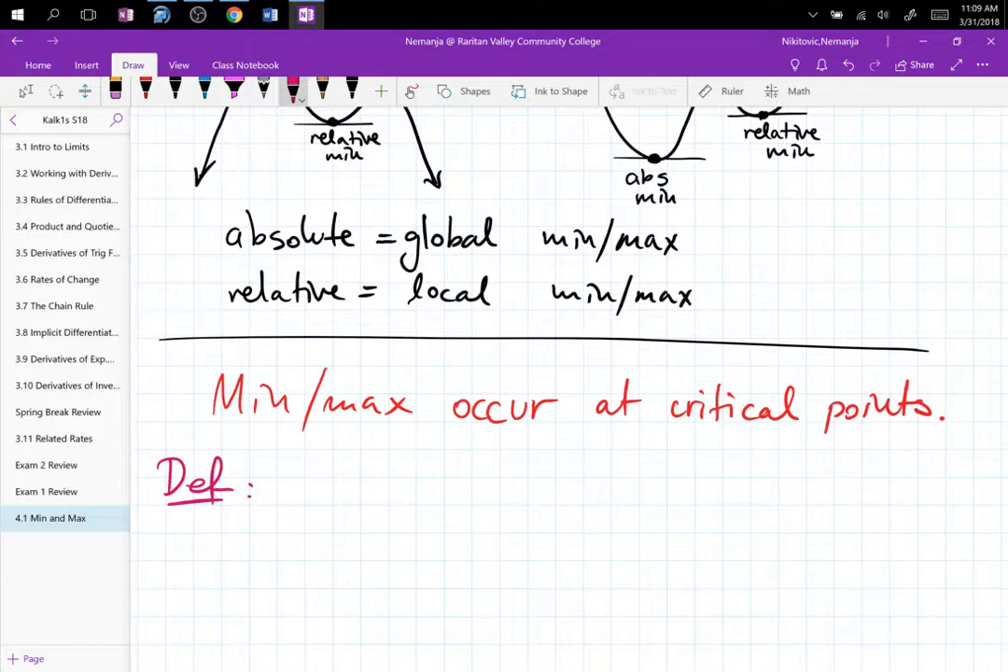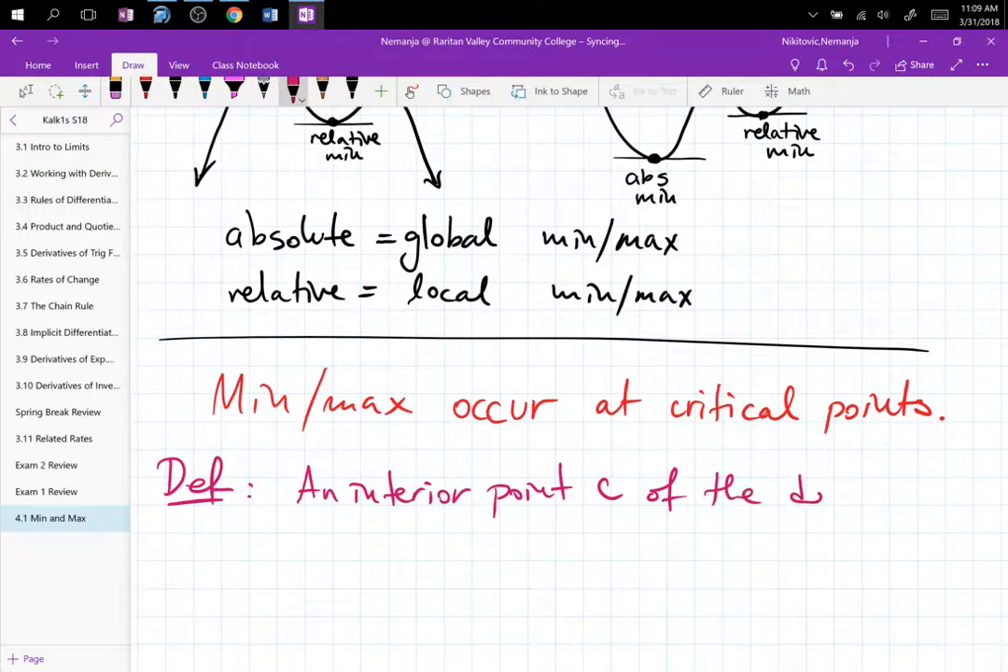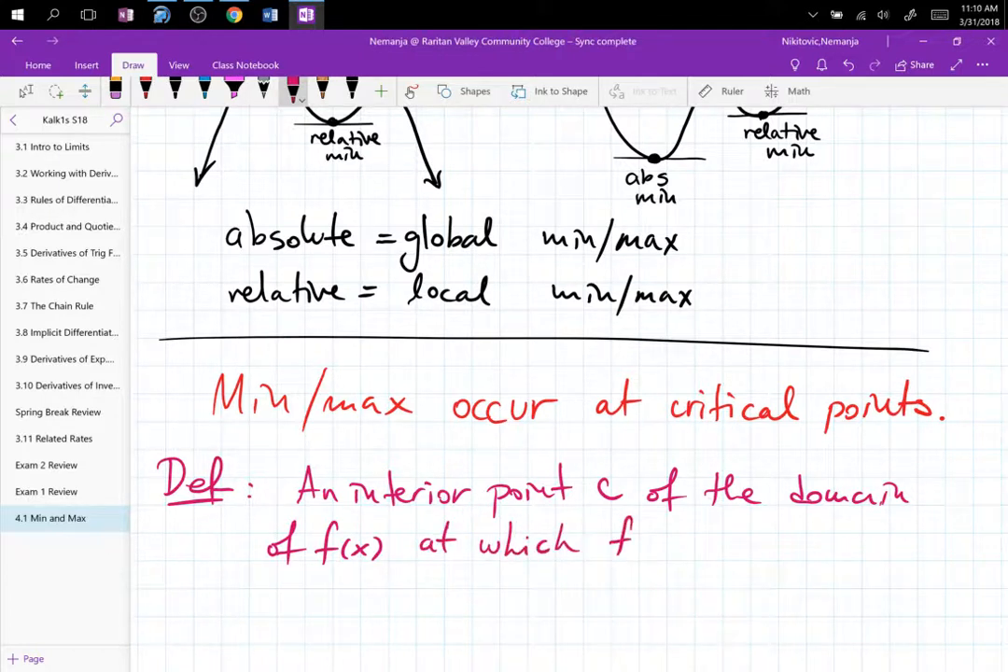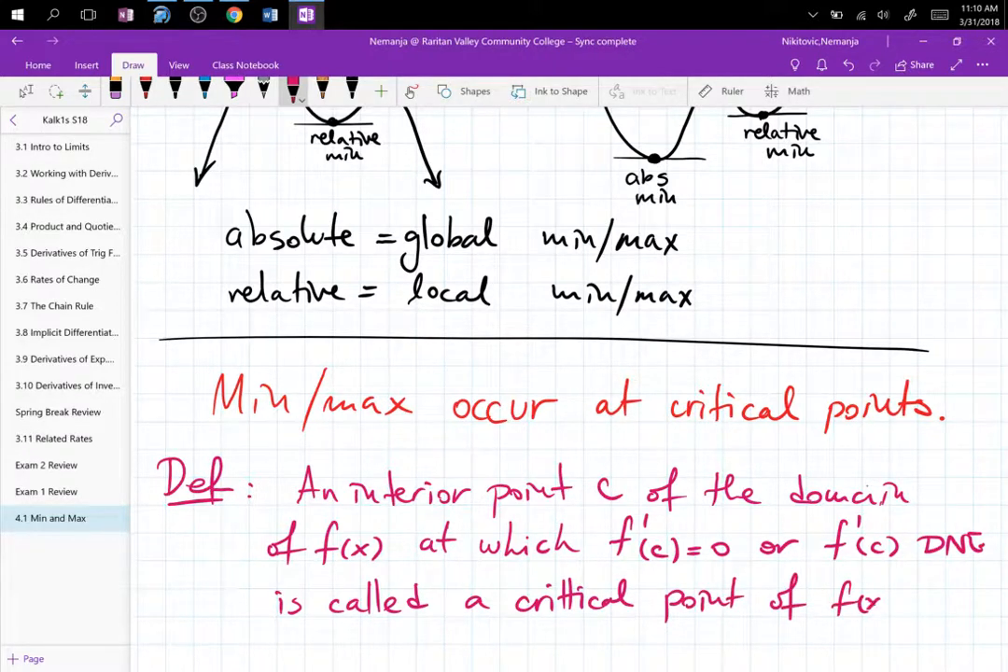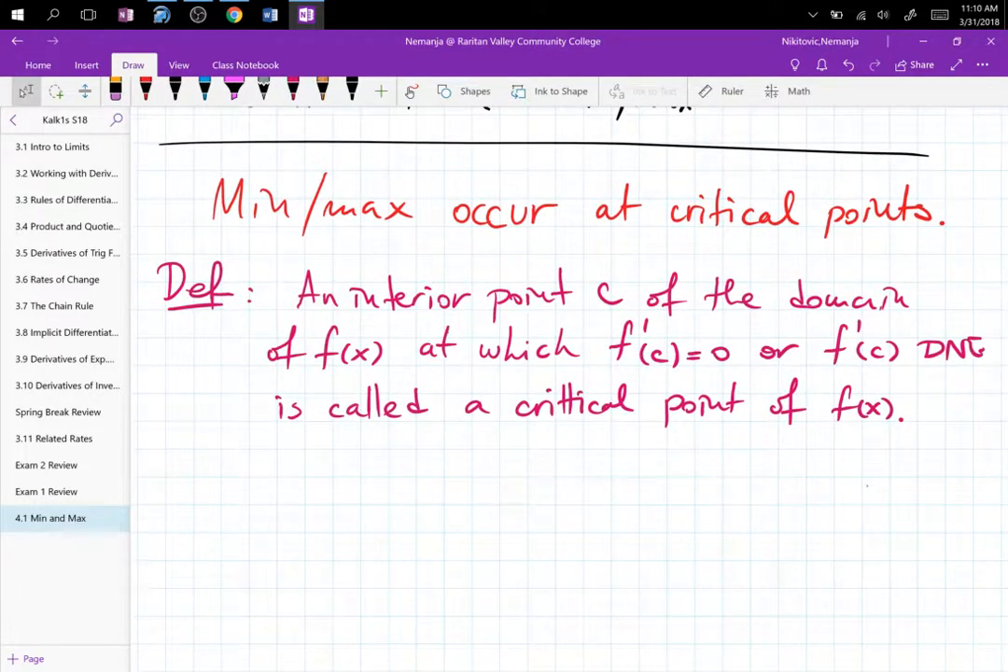An interior point c of the domain of f of x at which f prime of c equals 0, or f prime of c does not exist, is called a critical point of f of x. What does this mean?